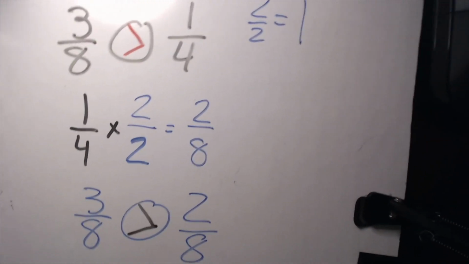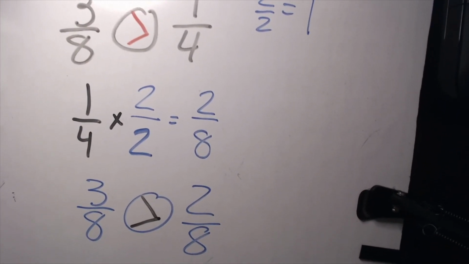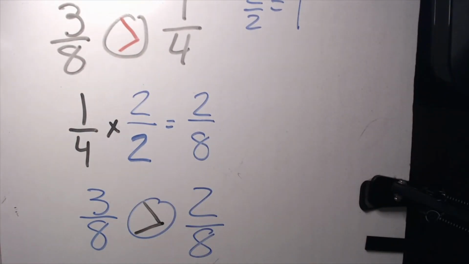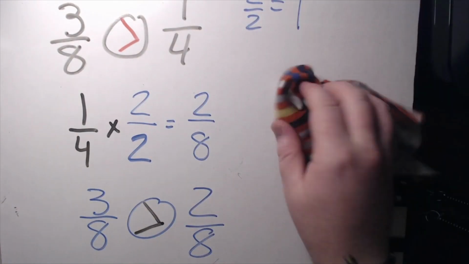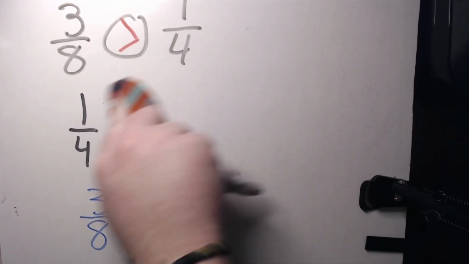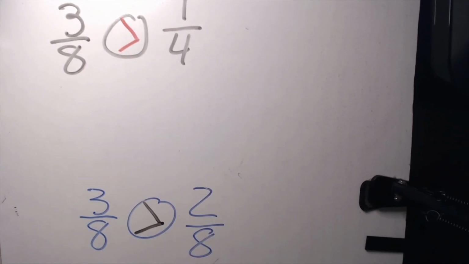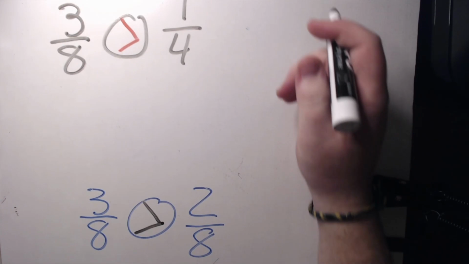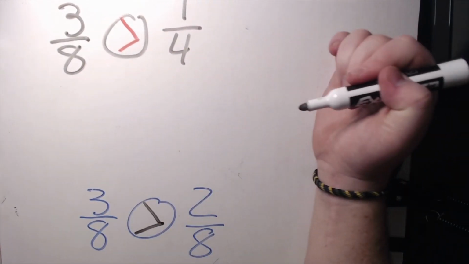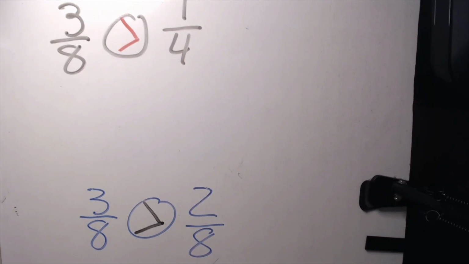Now, if I wanted to double check and really make sure that this is correct, here's what I would do. First thing I would do is make some space on your whiteboard here. So I'm going to leave this problem right here. I'm going to leave the 3/8 compared to 1/4 and 3/8 compared to 2/8. And I'm going to show you how this works.